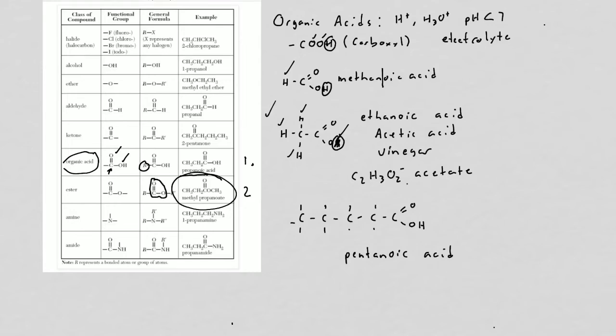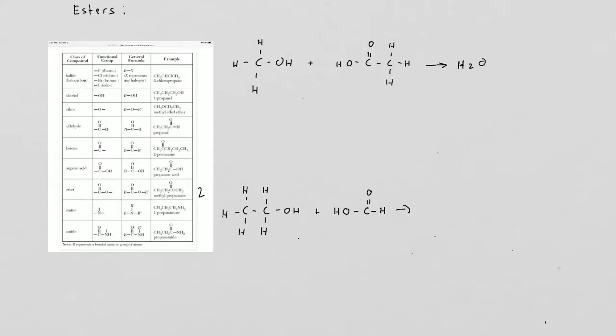This looks like the Ku without the H on it. Let's see what happens here. All right, so an ester basically is formed by what's called an esterification reaction. Now, esters have this in the middle.